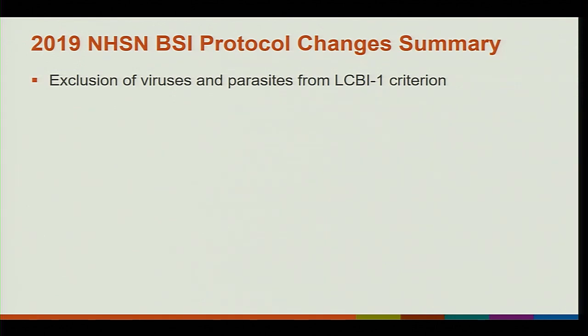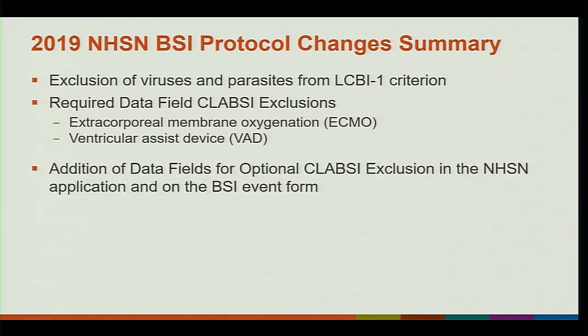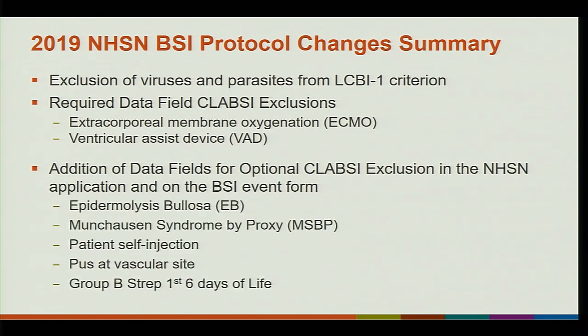So let's recap the 2019 BSI protocol changes. Exclusion of viruses and parasites occurred in 2019 for LCBI criterion. Your data fields for ECMO and VAD became required, and these are two of the CLABSI exclusions. Additional data fields were added that are optional in NHSN for a CLABSI exclusion, and these are your epidermolysis bullosa, your Munchausen syndrome by proxy, your patient self-injection or IVDA, pus at the vascular site, and group B strep in the first 6 days of life.